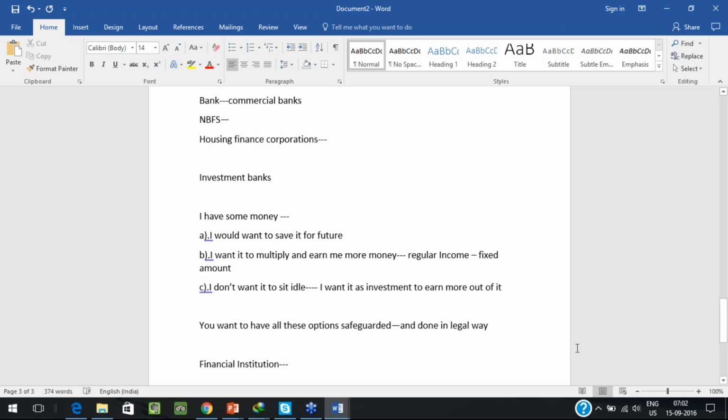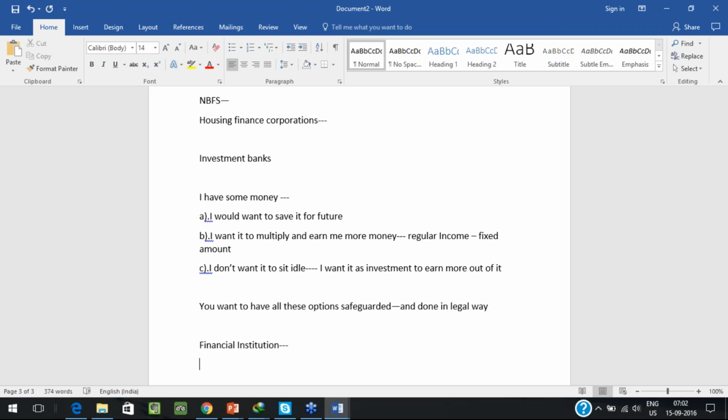It can be a bank, an investment bank, an NBFC, non-banking financial services, or you can invest in housing finance corporations, where you give the money to the HFCs, and they lend the money to someone else, and based on the returns they earn, that is shared with you. So these are a few financial institutions. Basically, financial institutions are of two types: banks, and non-banking financial services, non-banks.